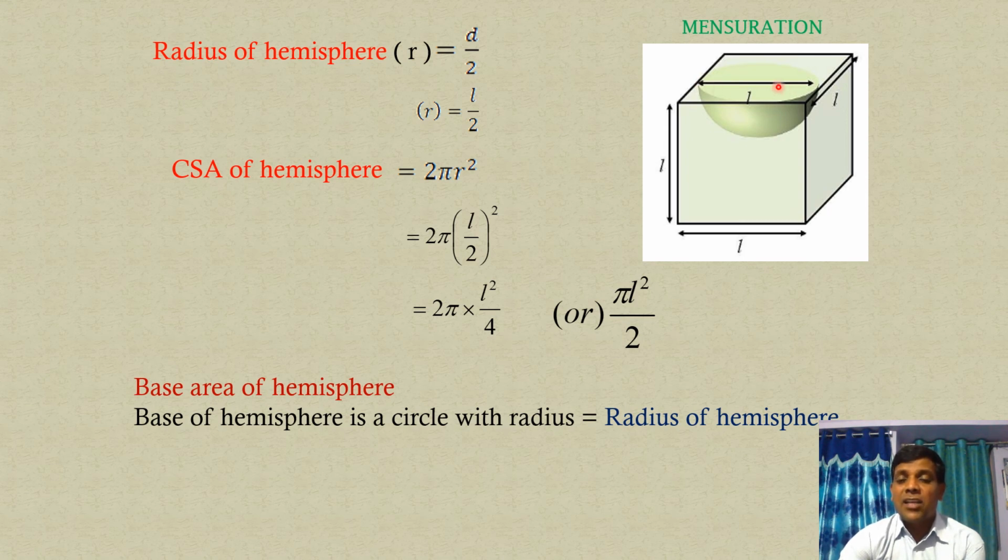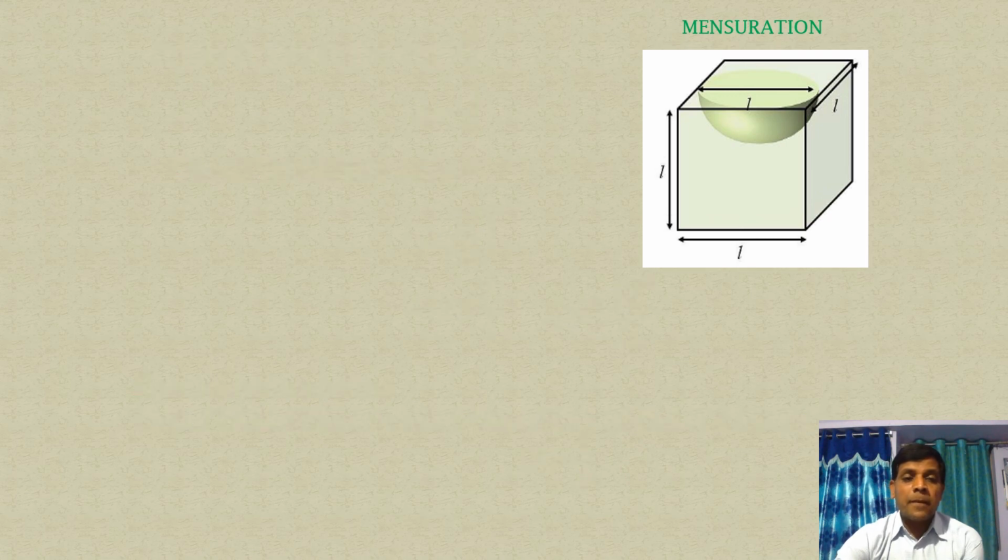The diameter is L, so the radius equals L by 2. Now here the radius of the circle R is equal to L by 2. Very clear? Radius R equals L by 2. Next, the base area of the hemisphere. The base is in the shape of a circle. Now the area of a circle is equal to pi r square. Pi into what is the value of R?